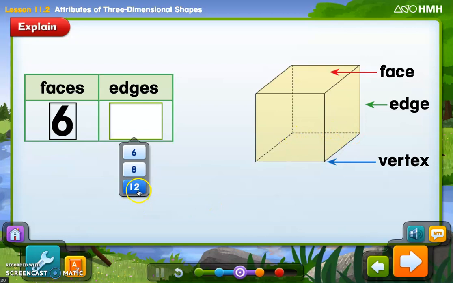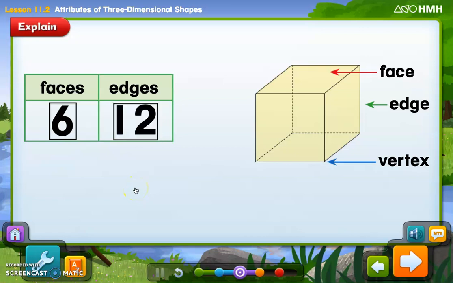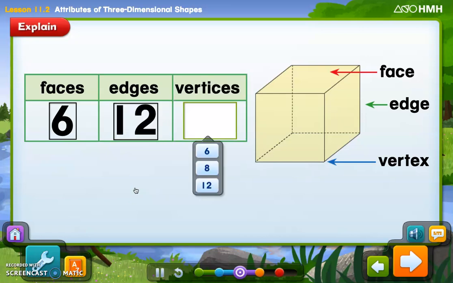Okay, so a cube has 12 edges. Great job! There are 12 edges. Select how many vertices the cube has. And so remember, the vertices are the corners where two edges meet.